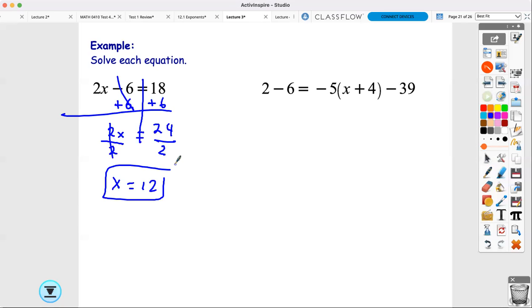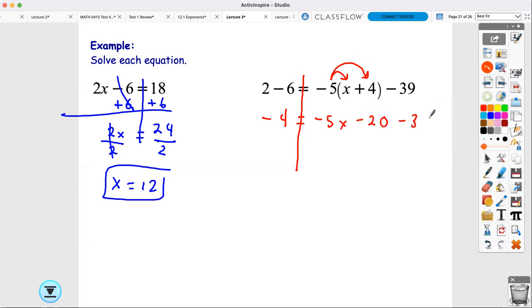Let's take a look at the right equation. Quite the beast it is, right? So before we move on to the right side, let's touch on the left side. Can someone tell me what 2 take away 6 is? -4. Yeah, -4. I'm gonna go ahead and distribute the -5 to the parentheses. -5 times x is -5x. -5 times 4 is -20.